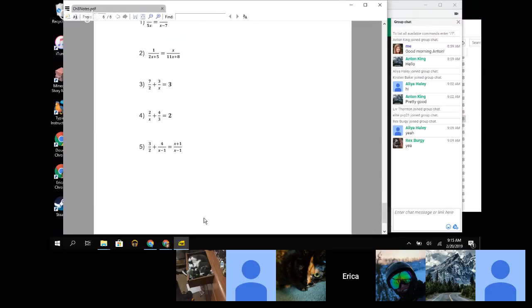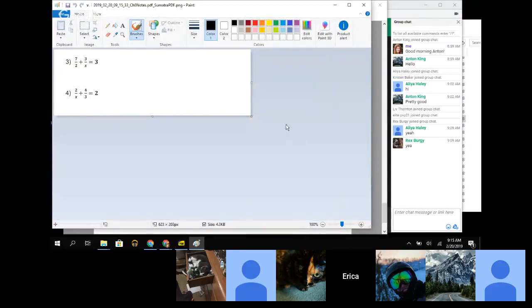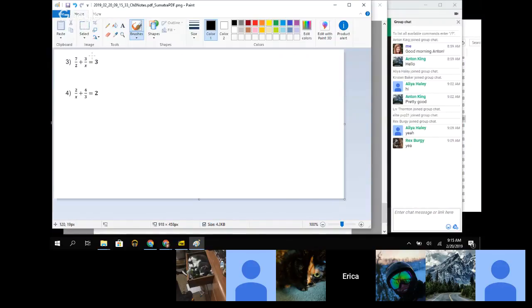Okay. So let's look at number 3 and 4. 3 and 4 are similar. I am going to show you 2 different ways to solve 3 and 4. Okay, so the first thing, let's look at number 3. The first thing that you're going to notice about number 3 is that I have 7/2 plus 3/x equals 3.